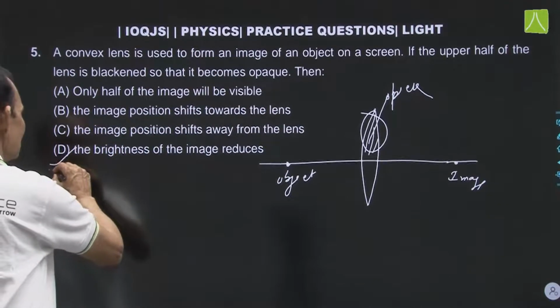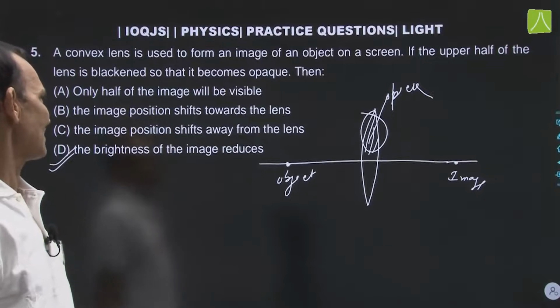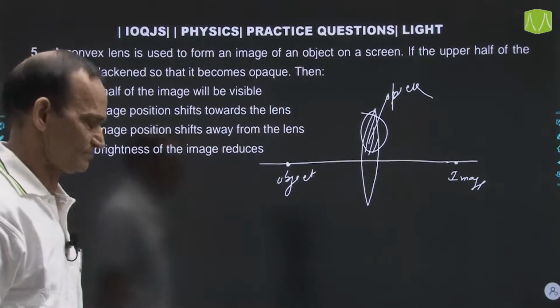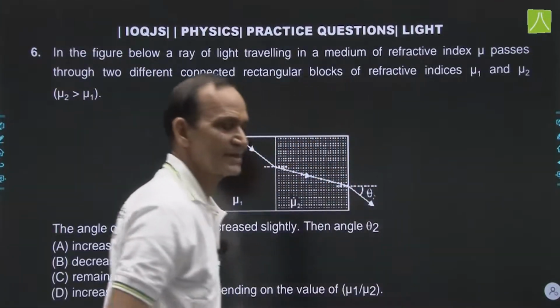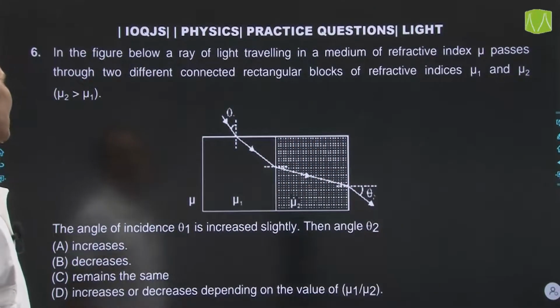So the correct option is D. The brightness of the image reduces. Okay, this was question number 5. Now the next question is the 6th, an important question.